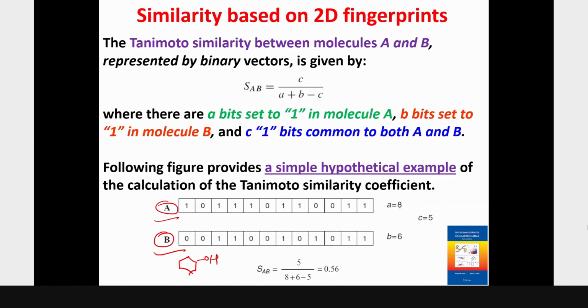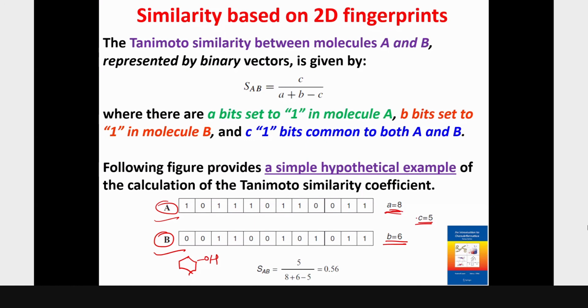So how much is A? A is equal to 8. Means the bit is set to 1 in molecule A: 1, 2, 3, 5, 6, 7, 8. A is equal to 8. B is equal to, similarly, 6. How much is C? C is where both the things are matching. So 1, 1, here it is matching. So 2, 3, 4 and 5. So C is becoming 5.